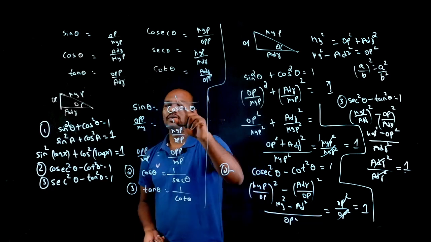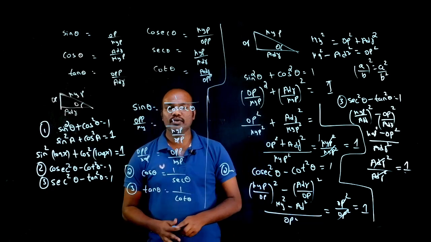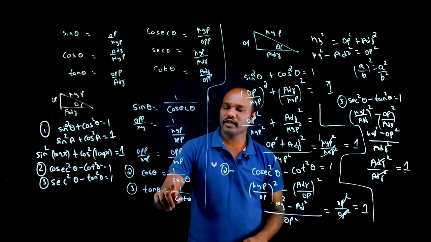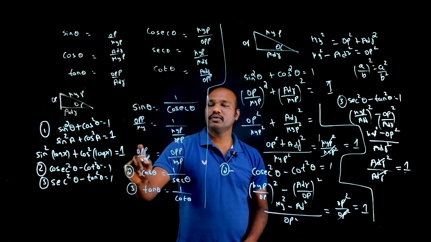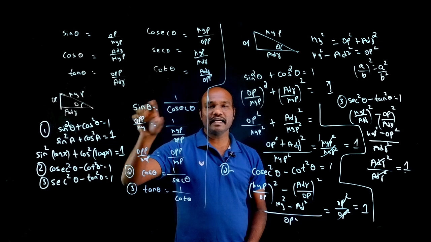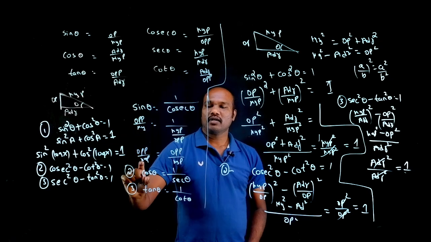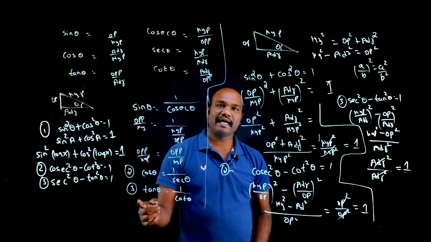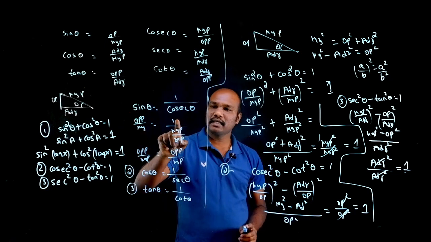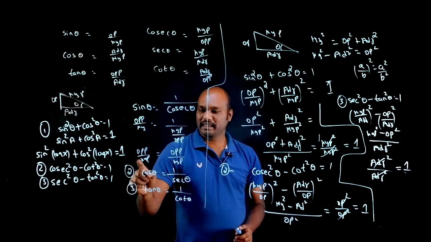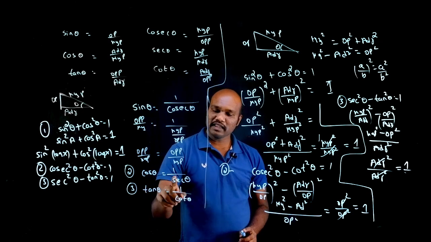Okay. So sin theta is 1 by cosecant theta, cos theta equals 1 by secant theta, tan theta equals 1 by cot theta. I hope you can derive these 3. So 1, 2, 3 formulas remembered. Sin theta is what? 1 by cosecant. Cos theta is what? 1 by secant. Tan is what? 1 by cot. The vice versa: cosecant is 1 by sin theta, secant theta is 1 by cos theta, cot theta is 1 by tan theta.